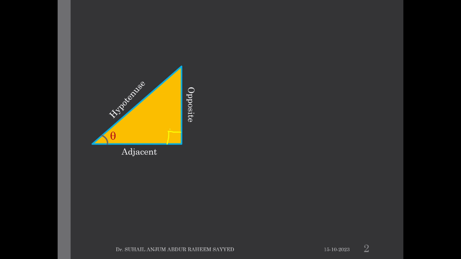Consider a triangle whose one of the angles is 90 degrees, so it is called a right angle triangle, and this angle is theta. So this side of the triangle we call the adjacent side because it is adjacent to theta. This side is called the opposite side and this side is called the hypotenuse of the triangle. So I will denote this by capital O, which is the opposite side. Then this is capital A and this is capital H.